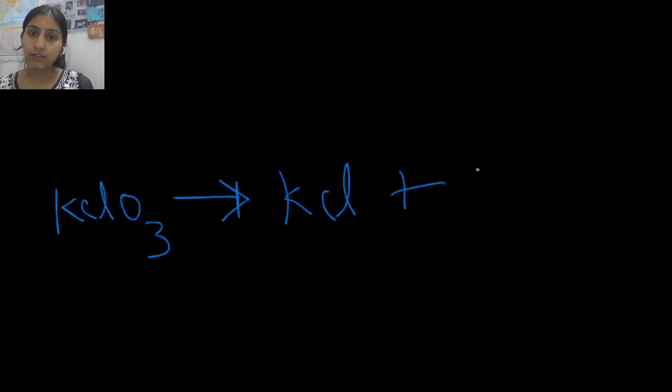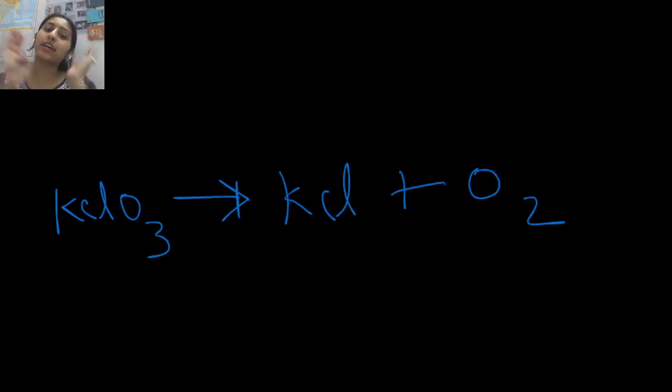KCl plus O2. So chlorine and potassium are all balanced. K: one atom on this side, one atom on this side. Cl: one atom on this side, one atom on this side. But oxygen is not balanced. So how would we balance this? There are three oxygen atoms on the reactant side and two on this side.